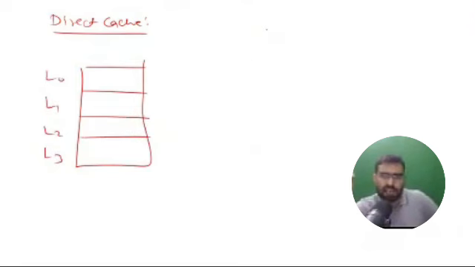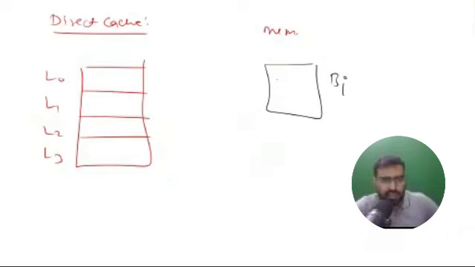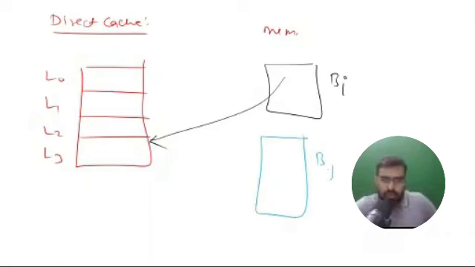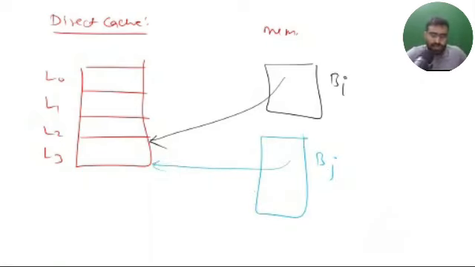Any particular block that you have will definitely go to only one line. For example, let's assume this block can only go to this line. Now the conflict will happen if there is another block that is also going to this line. Yes or no? Because in this situation, you have to replace the block. So this type of situation is called a conflict.